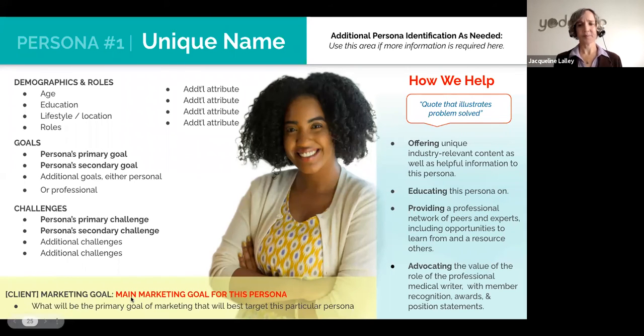And then at the bottom, there's a space for the client marketing goals. So what is the marketing goal that is most relevant for us to remember for this individual? So that's kind of the outcome.